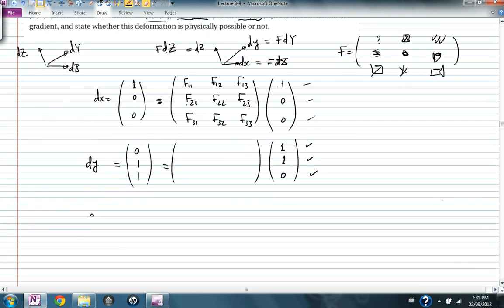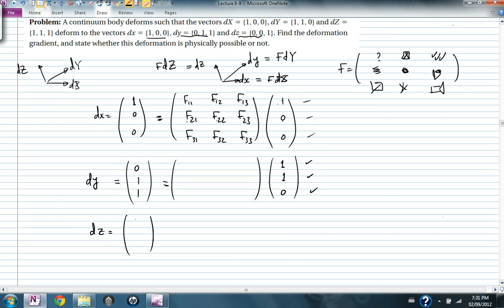And the third equation, dz, which is equal to 0, 0, 1. This is equal to f, the 9 components, multiplied by the original dz, capital Z, which is 1, 1, 1. Again, 3 equations. Count the equations 1, 2, 3, 4, 5, 6, 7, 8, 9, and 9 unknowns.